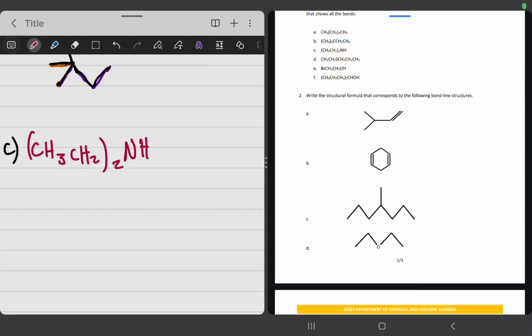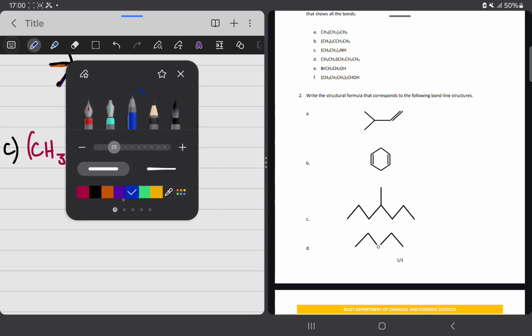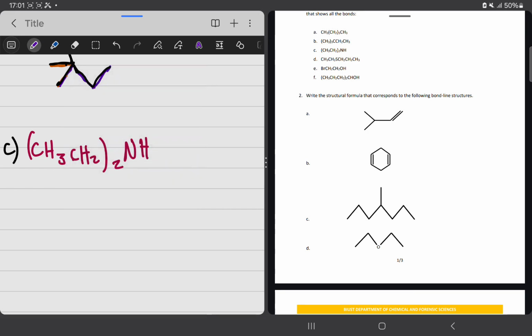Okay, now we do part C, all right? It says we have CH3, CH2, and H. Now, CH3, CH2, two of them connected to an NH. Now, remember that structural formula tells you connectivity as well. So this N is connected to these two guys. That's why they are coming to it straight.